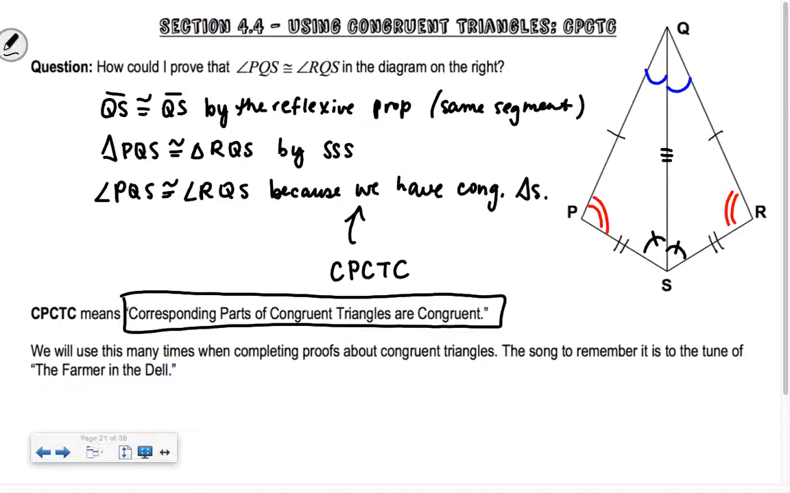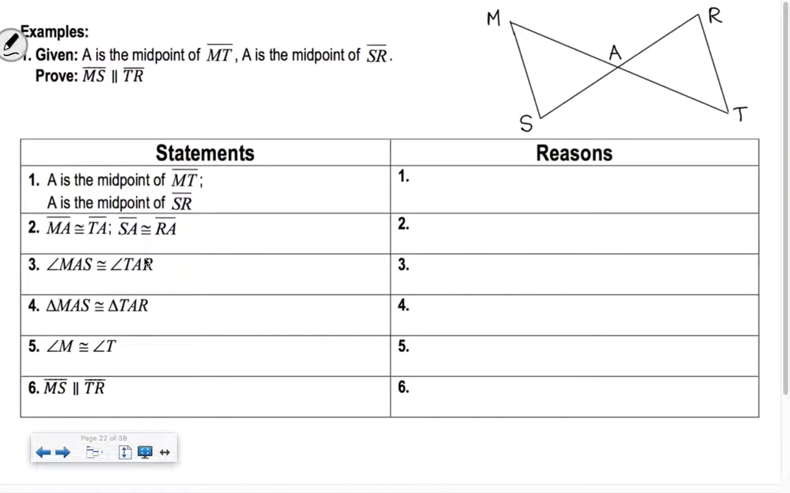There is a song. I am a terrible, terrible singer, but I'll let you know the basic words to the song. Do you guys all know Farmer in the Dell? Get the tune in your head. You guys know that? No. My singing probably didn't help. So CPCTC, corresponding parts of congruent triangles are congruent. It goes kind of fast, but I'm not going to actually sing that to the tune. I used to make my geometry students sing that. I will not make you get in the front of the class and sing it.